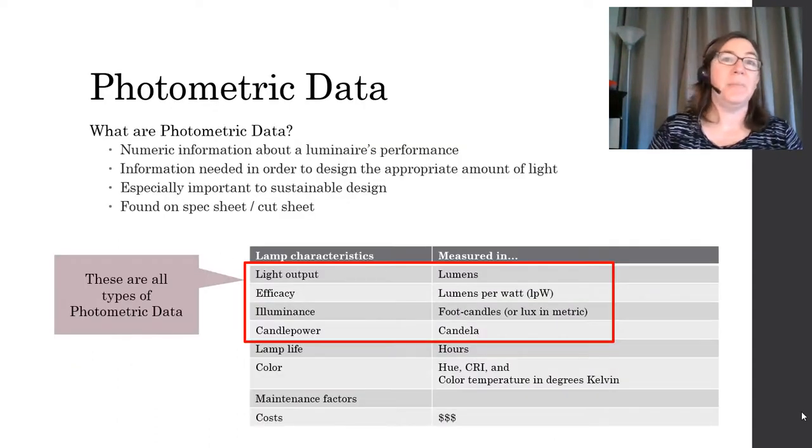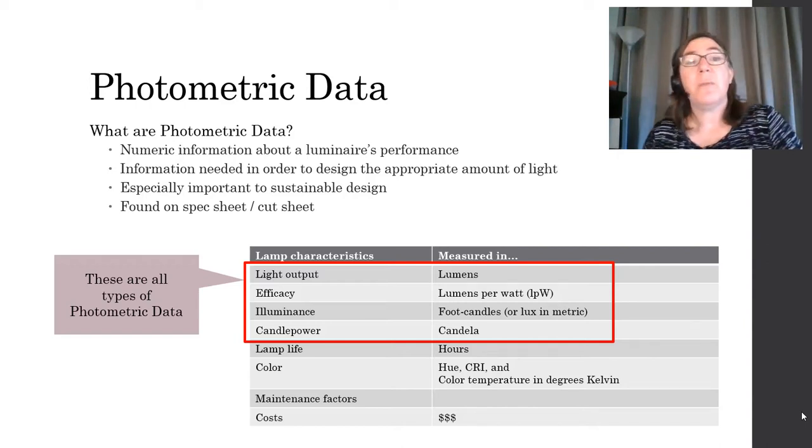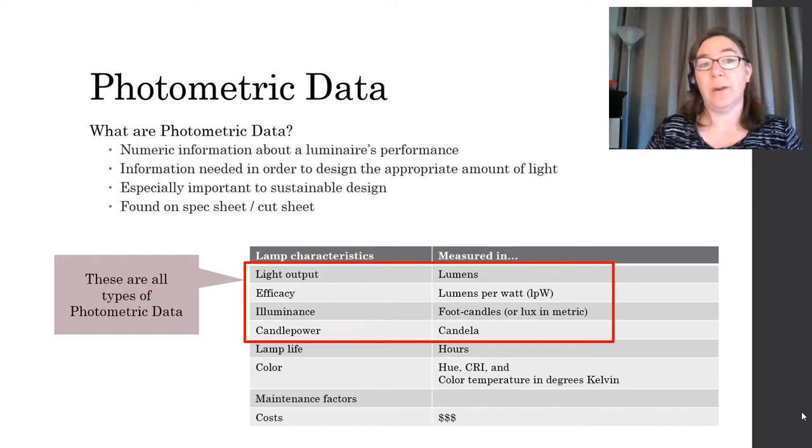Candle power and illuminance are both part of the photometric data of a specific luminaire. Ooh, what's that new vocabulary word? What are photometric data? They are the numeric information about a luminaire's performance that you might find on a spec sheet or a cut sheet. You're going to need this information in order to perform your lighting calculations and design for the appropriate amount of light.